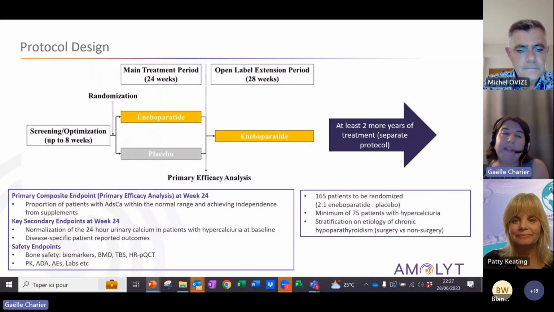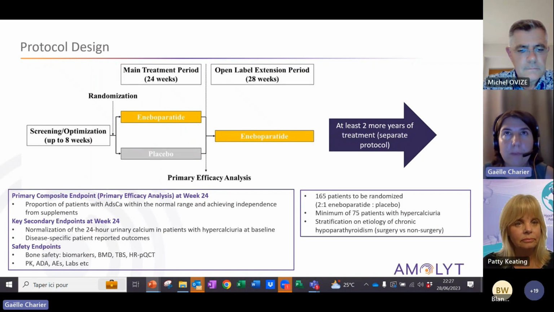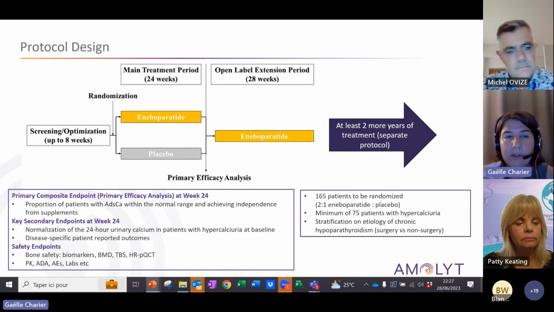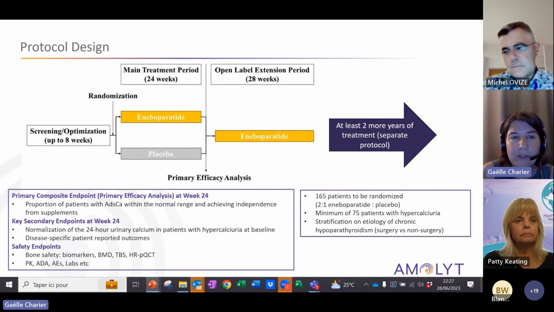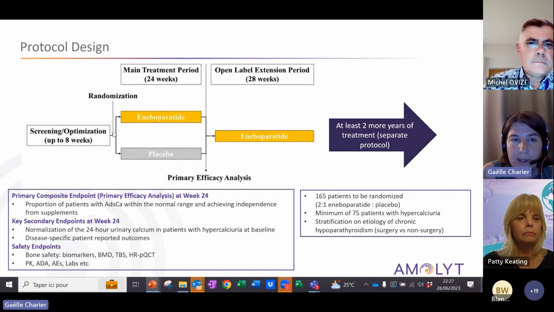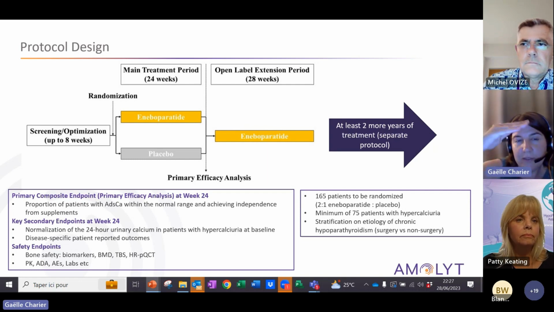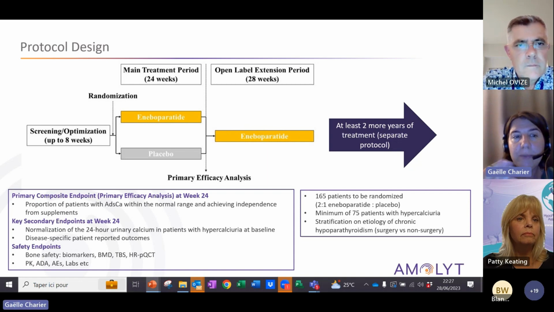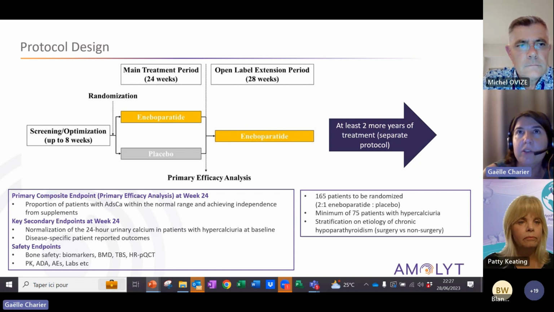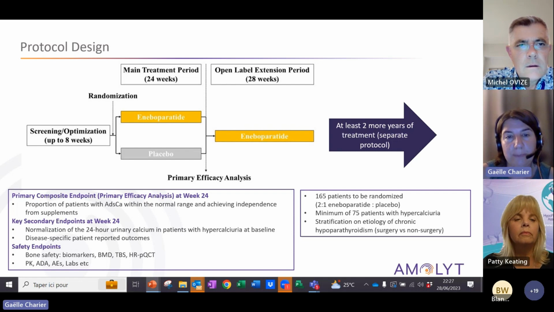So what we call optimization is to bring the serum calcium of the patients within a certain range, so that all the patients, when they reach this randomization time, will all be in a similar range, so that we can assess the efficacy of the drug starting from the same point. Gotcha. So that will be optimizing the conventional therapy, the oral calcium and the active vitamin D, so that everyone is in a similar range at the beginning of the study.